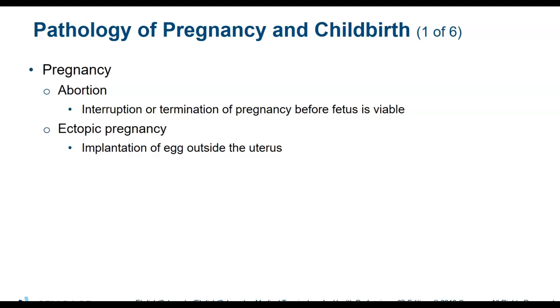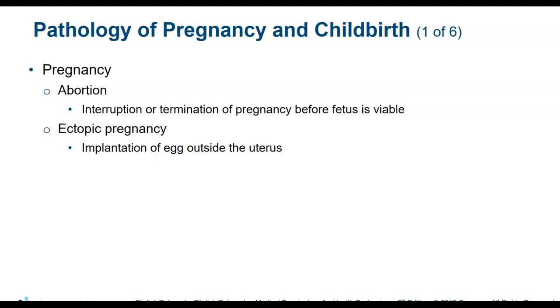Ectopic pregnancy is when the egg implants outside of the uterus, usually in the fallopian tube. This is very, very dangerous because it's still going to adhere, it's still going to grow, and it's going to look like the woman is pregnant. But what can happen is it can actually grow so large that it just blows out the fallopian tube. So it's never going to be a viable pregnancy.